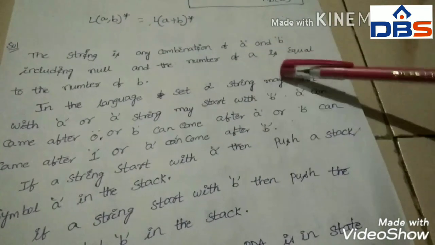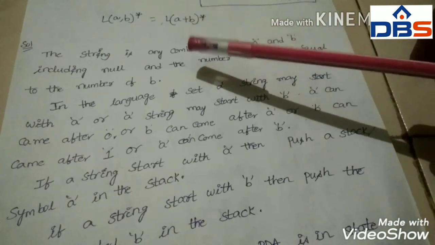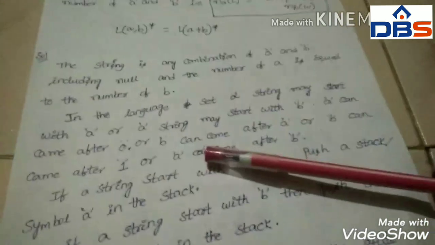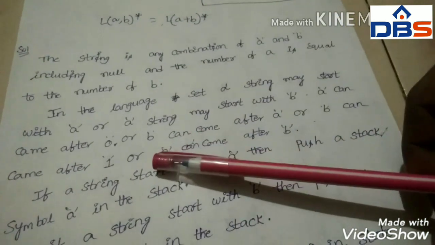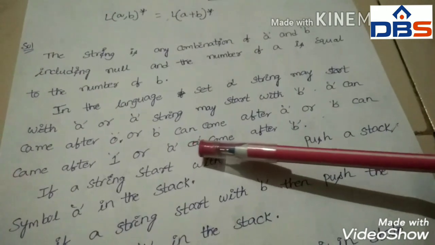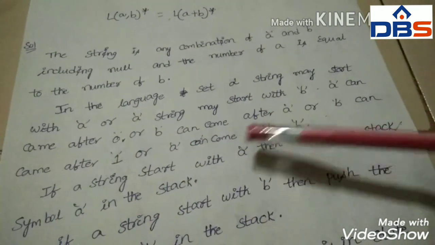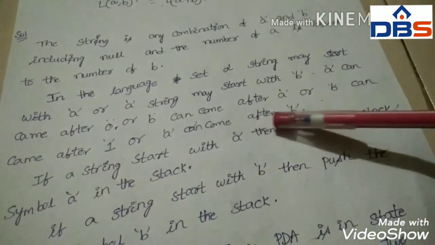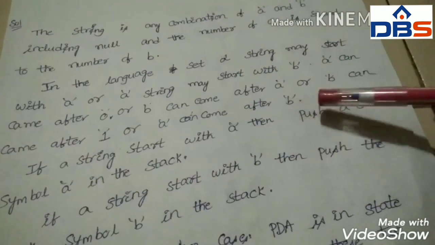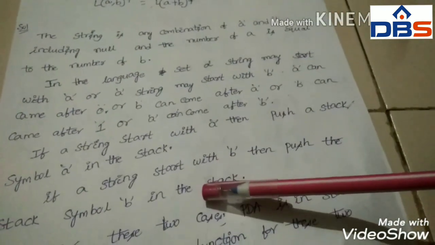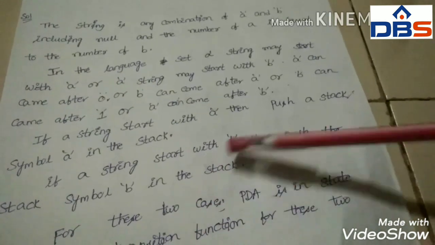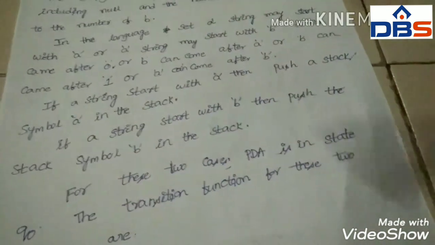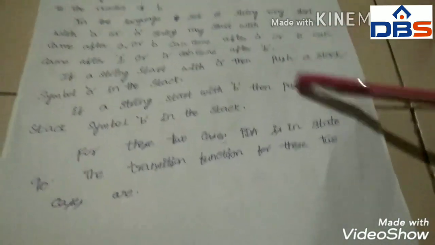In the language, the set of strings may start with A or start with B. A can come after A or B, and B can come after A or B. If a string starts with A, then push stack symbol A onto the stack. If a string starts with B, then push stack symbol B onto the stack. In these two cases, the PDA is in state Q0. Here, the transition functions for these two cases are as follows.